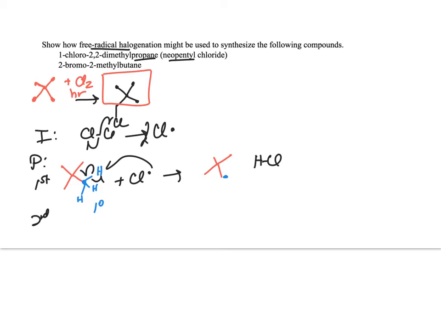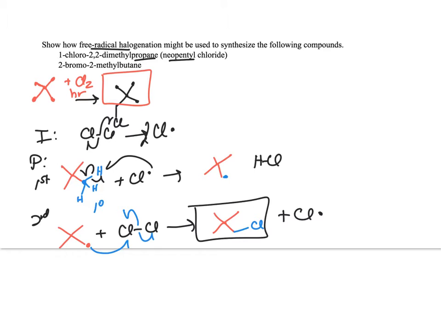And then in your second propagation step, your free radical is going to react with another molecule of chlorine to propagate the free radical reaction and make the compound that you desire in the product here. And so that gives us our neopentyl chloride. Doing the same thing with the bromobutane. So here's butane, here's 2-methyl, this is 2-bromo. How would you make this?